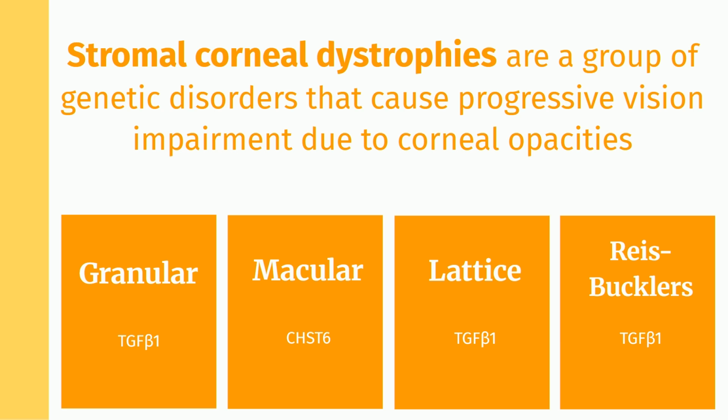They each used to be diagnosed based on how they looked, so they all look a little bit different. Granular has kind of a snowflake pattern to it. Macular is a more diffuse haze. Lattice and Reis-Bücklers both have a more lattice, lace-like look to them. So you can still absolutely see that, but the genetic mutation is very helpful.